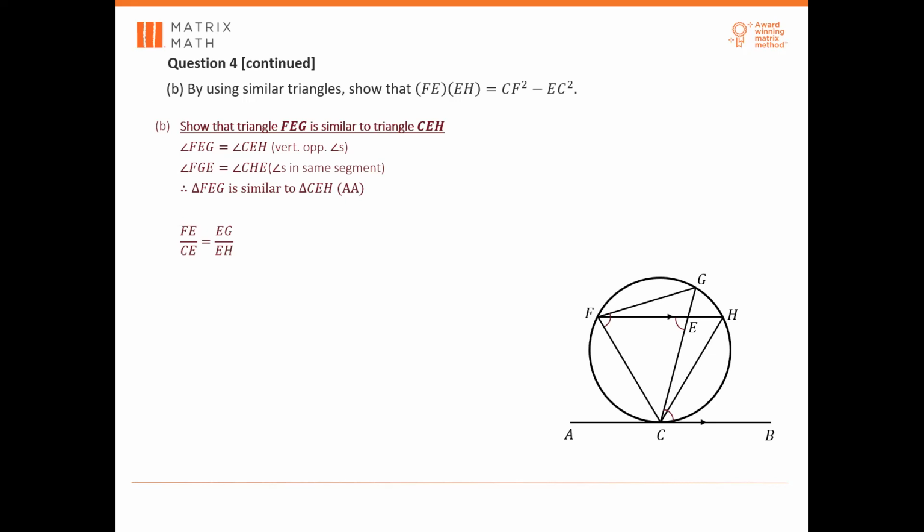So based on the conclusion, you can create this, cross multiply. So you will have FE times CH on the left equals EG times EC. So EG is CG minus CE, times EC. So when you multiply this in, you get CG times EC equals CE times CE. So this is CE squared. CG times EC will be equal to CF squared. Show.